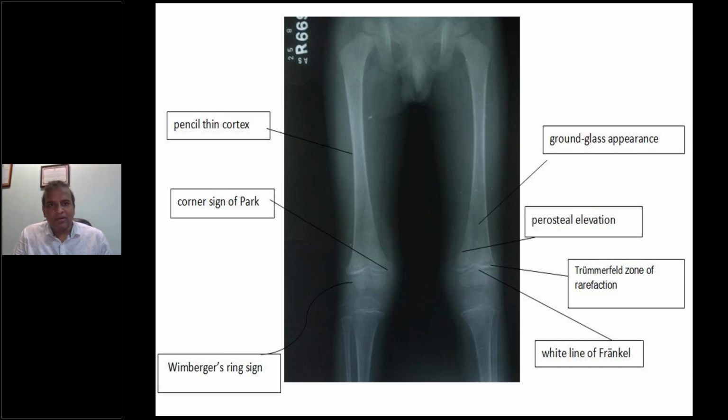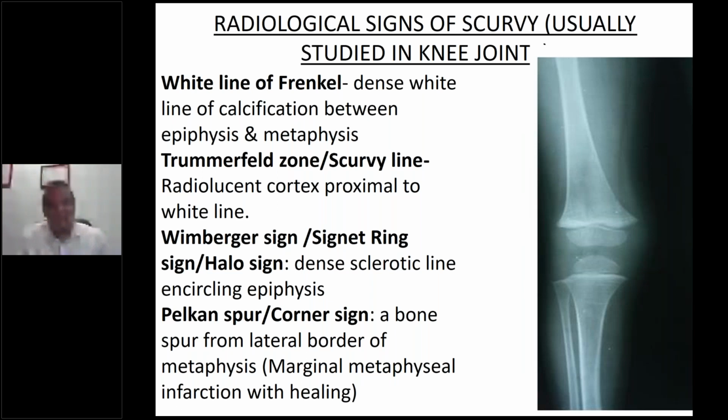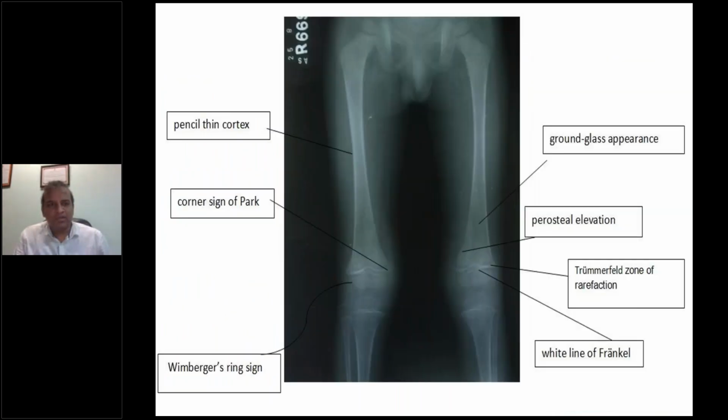So what are these lines? The white line of Frankel is actually a white line of calcification between the epiphysis and metaphysis. The Trümmerfeld zone or scurvy line is a radiolucent zone proximal to the white line. It is better visible in the previous picture. You can see the white line and a radiolucent zone just proximal to it.